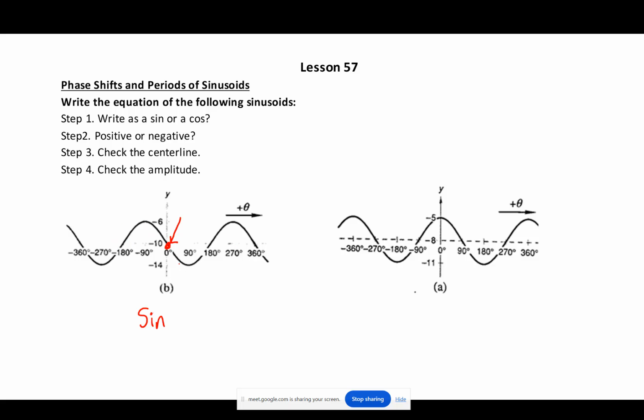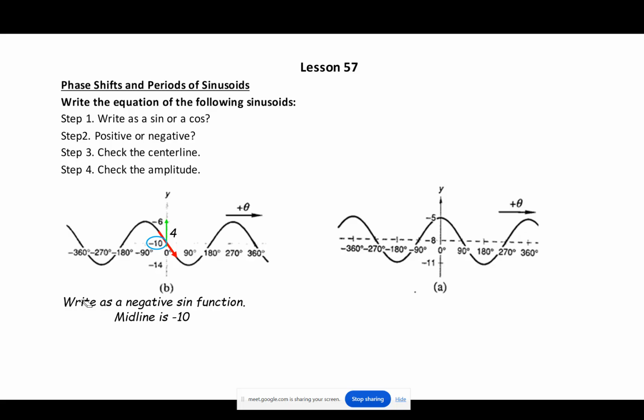If it's going through the origin, if it's crossing the y-axis on its way up or down, then I know I'm going to write it as a sine. So for this one, it's going down as it goes through the origin there. So I'm going to write it as a negative sine function. The midline, the line that goes horizontally right through the middle, is y equals negative 10. So that's going to be what I add to the function.